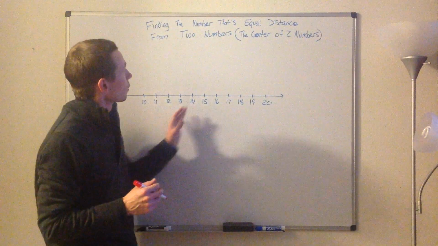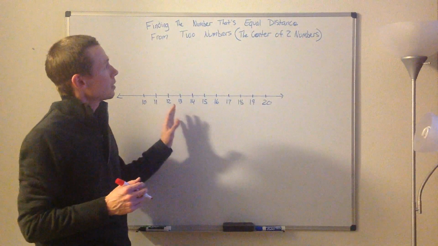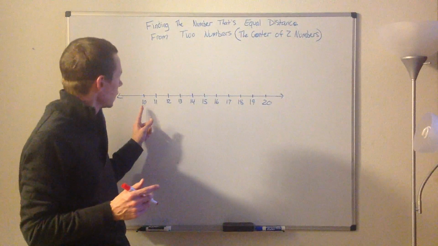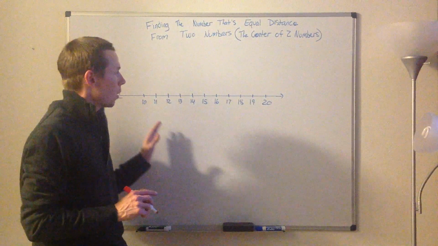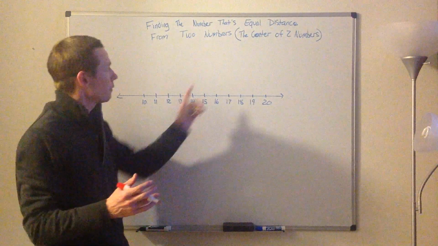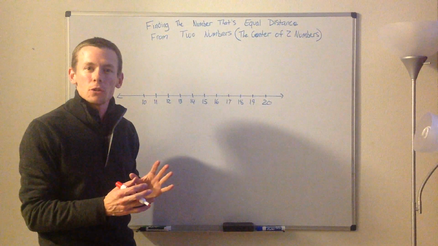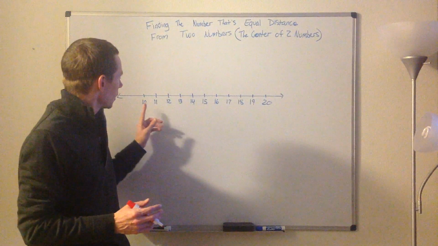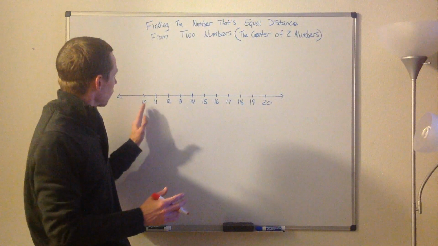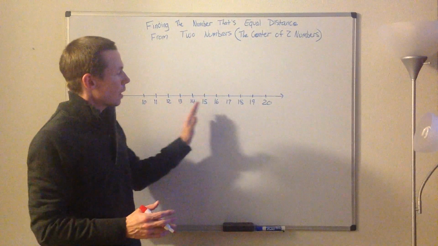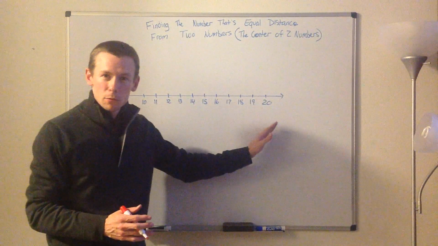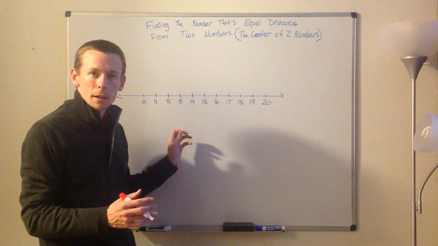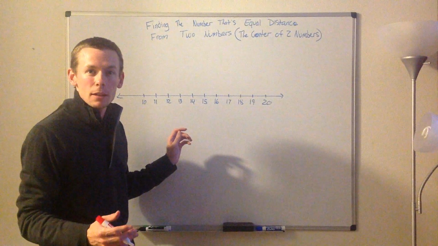So my first question in here is, let's find the number that's equal distance from two numbers, and let's do that using 10 and 20. So I want to find the number that's in effect in the center of 10 and 20. Well, if I have a number line, one thing I could do is I could count from 10 moving rightward and count from 20 moving leftward, and every time I move one I could make a mark and then move the same amount in the other direction, right?